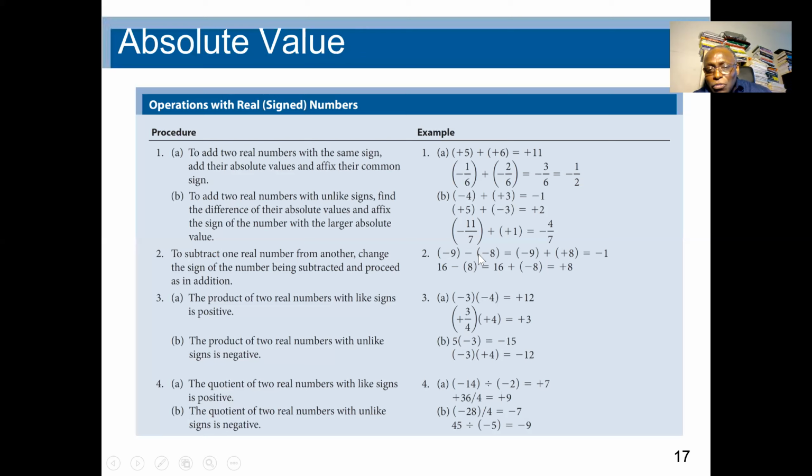But again, the first question, we have negative and negative here. So negative times negative is positive. So that's what changed this value to positive. Here we have negative and negative. So negative times negative is what? Positive. 3 times 4 is 12. Positive times positive is positive. 3/4 times 4, the 4 will cancel the 4 here. So we get 3. Then positive times -3 will give me -15. -3 times +4 is -12. And negative divided by negative is positive. 14 divided by 2 is 7. Positive divided by positive is positive. 36 divided by 4 is 9.